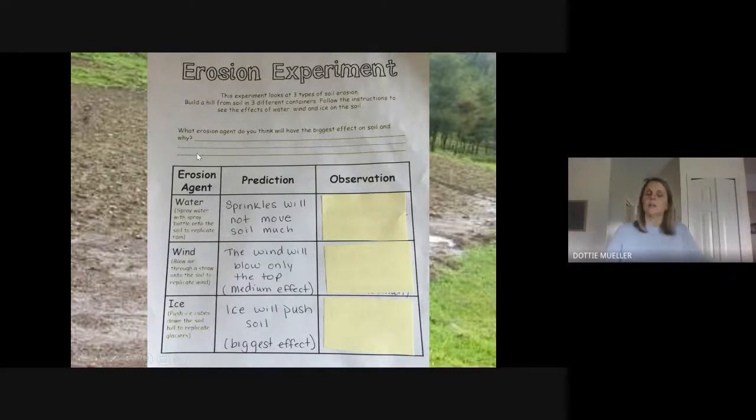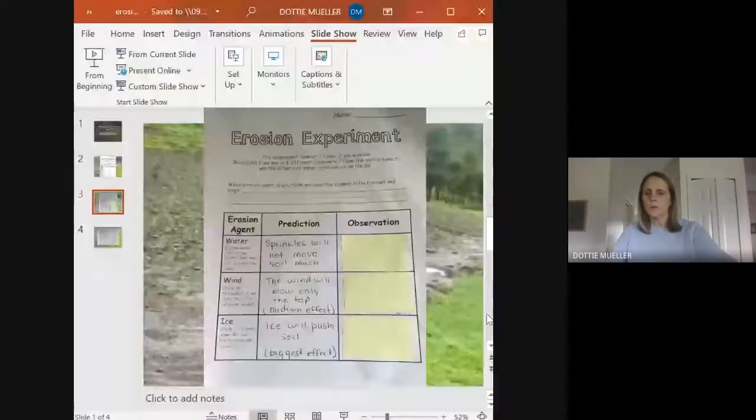But I did say that the sprinkles will not move soil very much, so I thought water would be the weakest agent. Then I thought wind would blow maybe the top layer, so it would have a medium effect. And I thought ice would push the soil and have the biggest effect. So you go ahead and write down yours. They do not have to be the same as mine. This is just what I was thinking based on the materials in front of me.